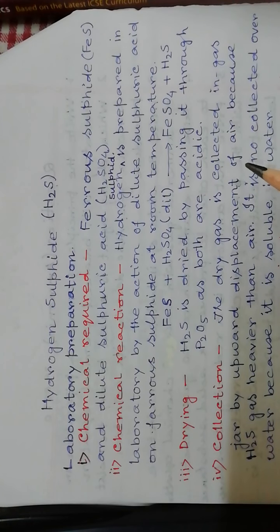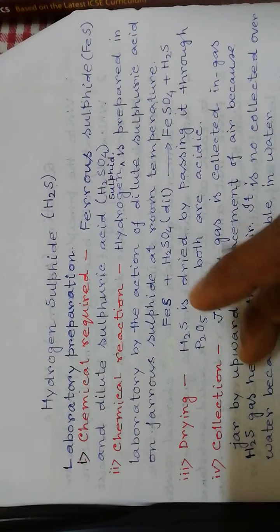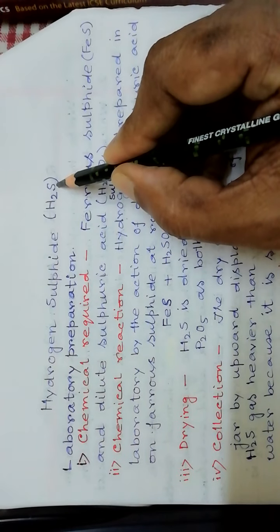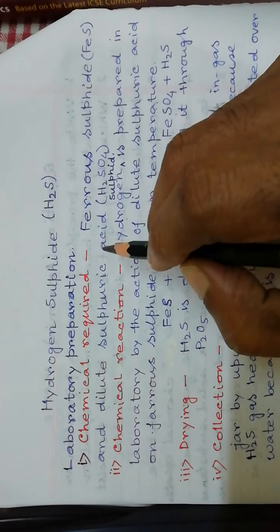Thank you, students. Today I am going to start the new chapter, hydrogen sulfide. Its chemical formula is H2S. It is a covalent compound.